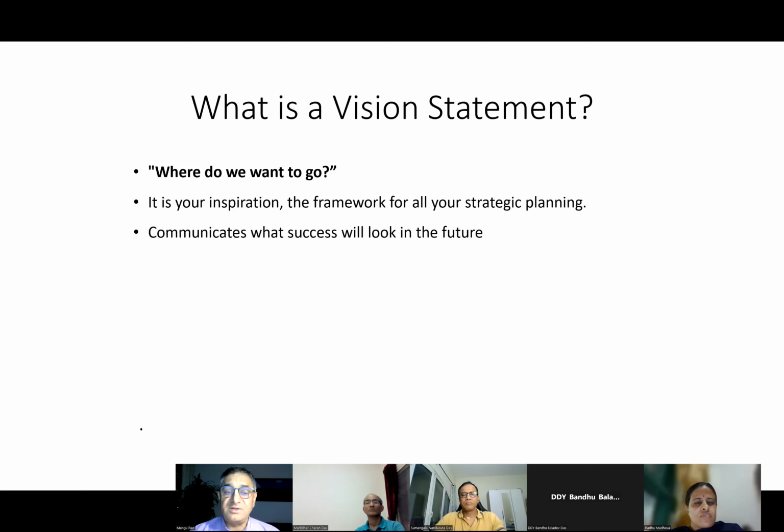So vision is the one which inspires us. Vision is the one which makes us enthused. Oh my God, we have to do this. It is not there now. I've been fortunate enough to be empowered to be in this program so that I can contribute to that. And it communicates what success will look like in the future.